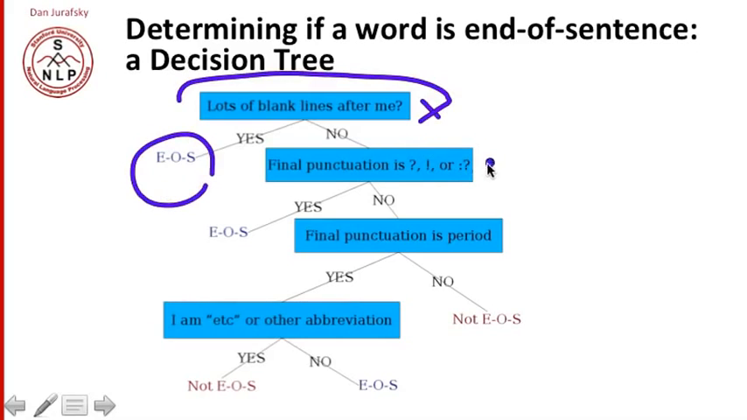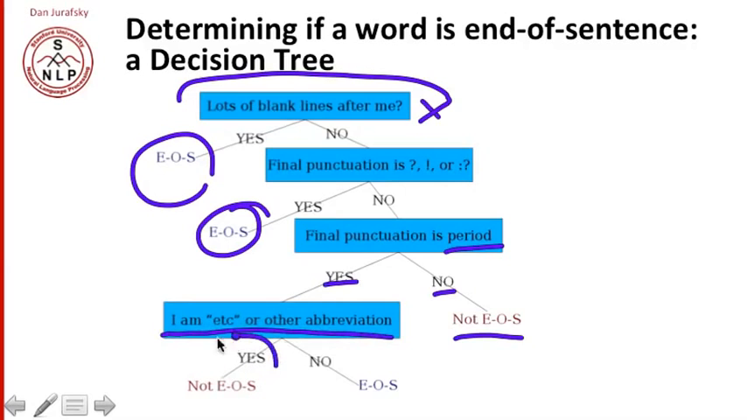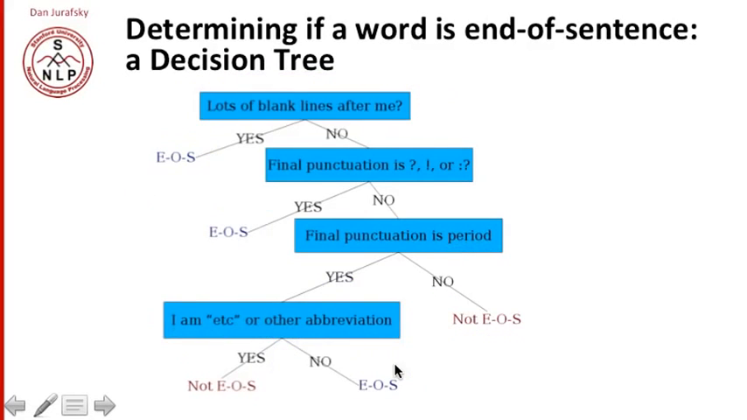What if there's no blank lines after me? Well, is my final punctuation a question mark or an exclamation point? If so, well, then I'm still probably an end of sentence. Well, if not that, is my final punctuation a period? If it's not, well, I'm not an end of sentence. But if I am a period, well, then it depends. If I'm on some long list of abbreviations, like the word etc., then I'm probably not an end of sentence. I'm just a period marking an abbreviation, like doctor or etc. But if I'm not an abbreviation, then I'm an end of sentence. So here's a decision tree.